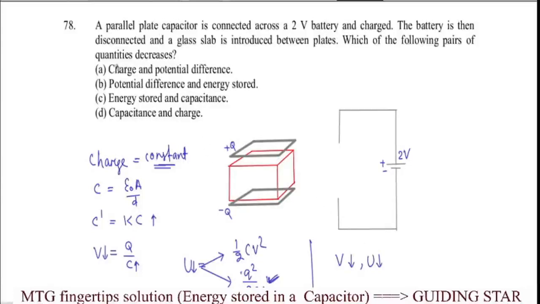So these two will decrease. We'll check the options. Charge and potential difference: yes, potential difference will decrease, but charge will remain constant. So that is not it. Potential difference and energy stored, both these two will decrease over here. So option B will be the correct one. Option C, energy stored and capacitance: capacitance increases, so that will not be, but energy stored decreases, that is correct. And option D, capacitance and charge: capacitance increases and charge remains constant, that will not be. So option B will be the correct one.